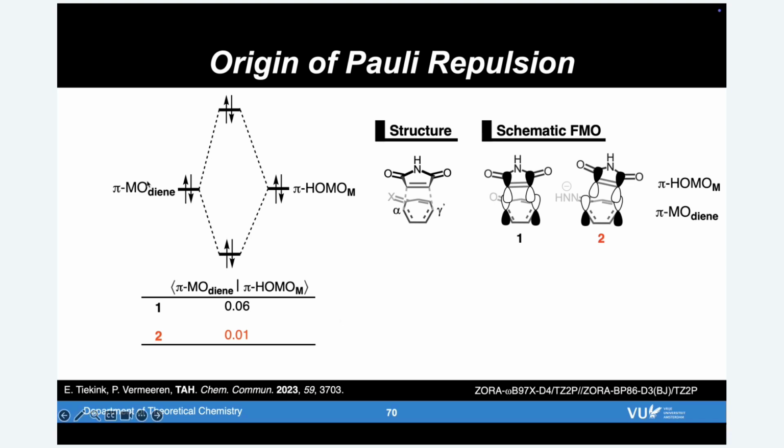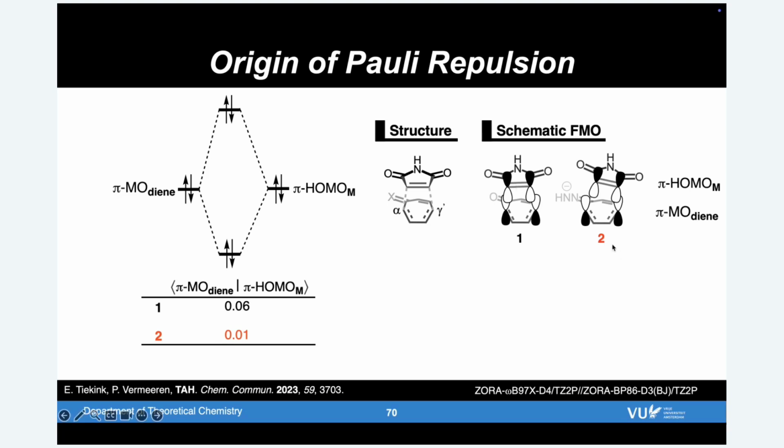So here we were able to quantify the overlap of a key pi molecular orbital of the diene with the pi HOMO of the maleimide. And we showed that it's overlapping significantly for the tropone reaction, but then in the hydrazone reaction, it overlaps very little. And that could be traced back to the degree of asynchronicity of the reaction.